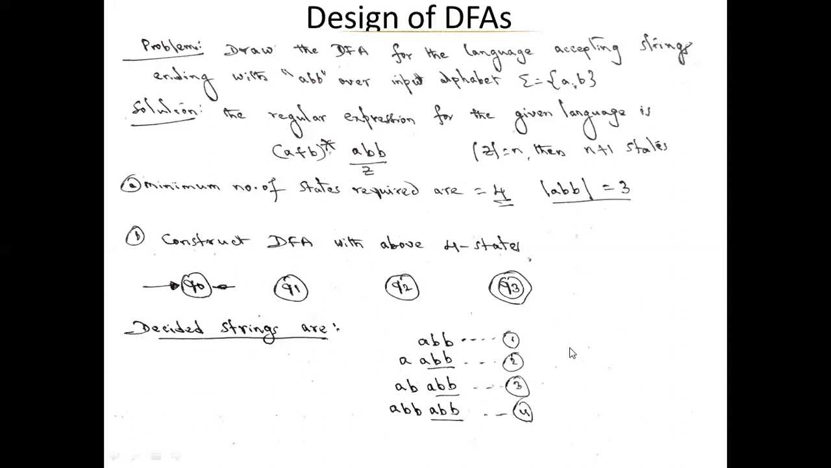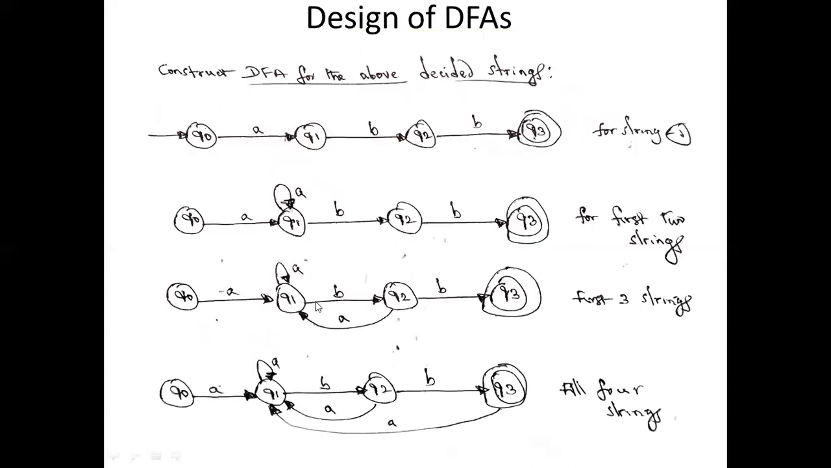Now, after constructing substrings, we are going to construct a DFA. Very simple. First, show this ABB on this diagram. A between Q0 and Q1, B between Q1 and Q2, B between Q2 and Q3. So ABB is satisfied. By using ABB, we reached Q3. Q0 on A goes to Q1, Q1 on B goes to Q2, Q2 on B goes to Q3. So finally, after reading ABB, we reached Q3. So the first string is over.